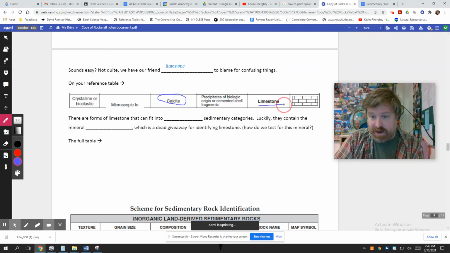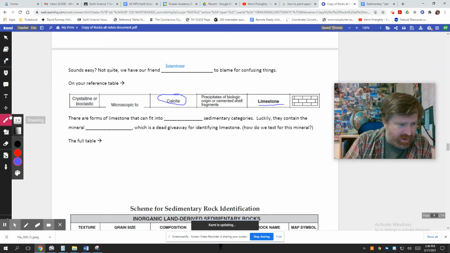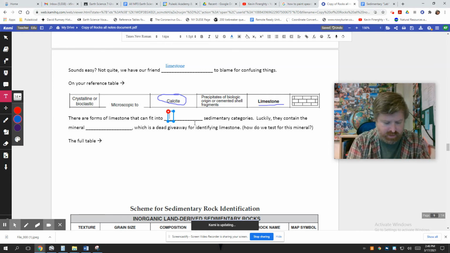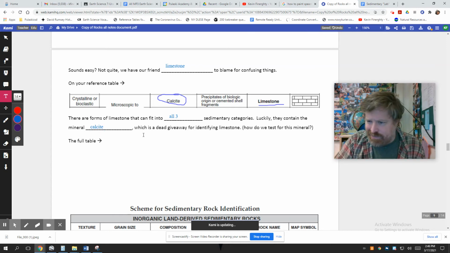So this one's a nightmare because it could look like anything. I could give you 10 different rocks and say, good luck identifying these, and it could be limestone, limestone, limestone. If you dump acid on there and you see bubbles, it's limestone, period, job done. So there are forms of limestone that can fit into all three categories.